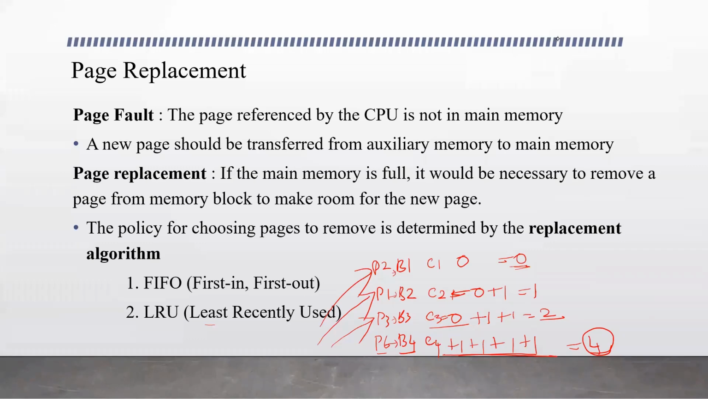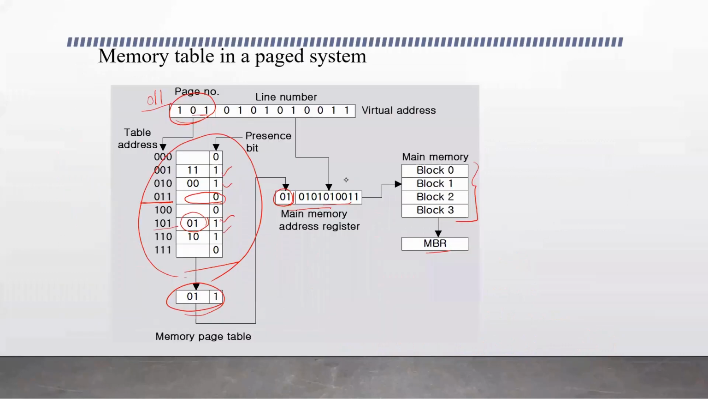How do we take the presence bit? The presence bit is to indicate if the corresponding page is available in main memory. This page table has 2 fields. One is the block number. If page number 001 is available in main memory, the corresponding block number will be present in this mapping table.